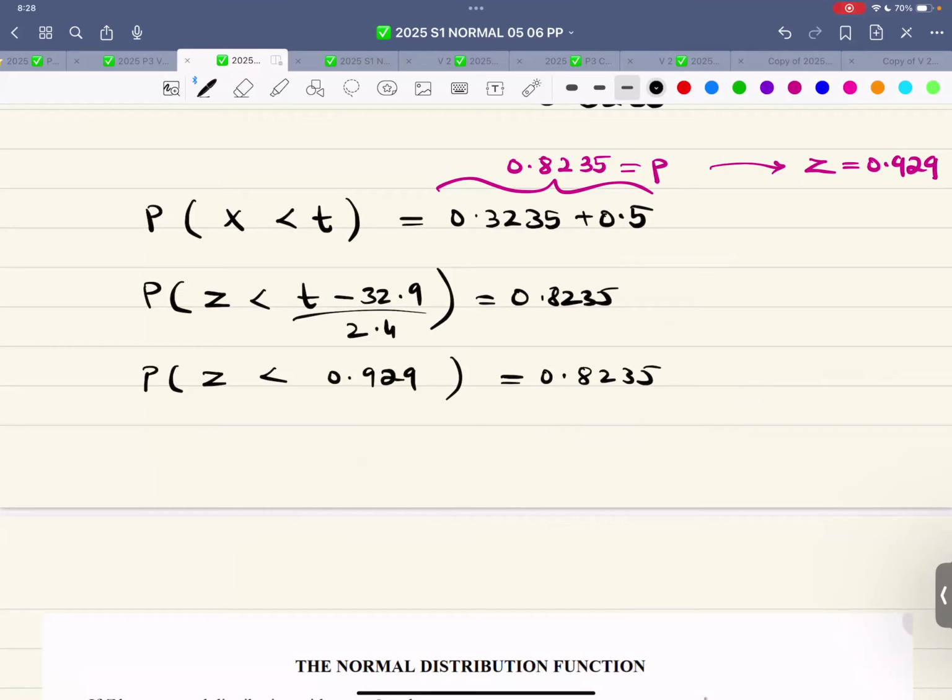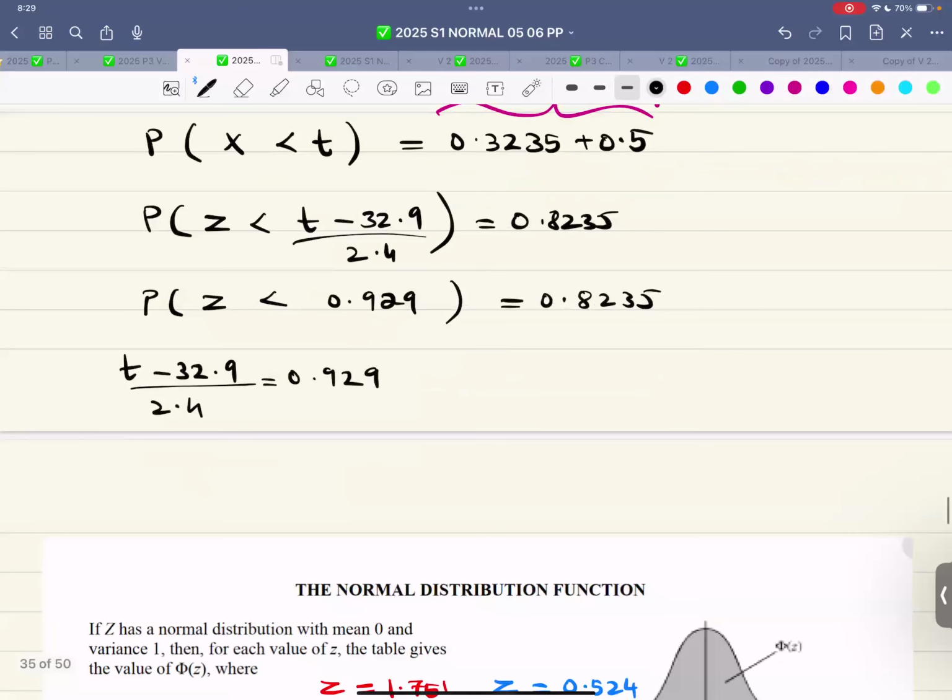0.929. So T minus 32.9 over 2.4 is 0.929. So 0.929 into 2.4 and then add to it 32.9. That comes out to be 35.1296. T is 35.1296. And write this thing as 35.1, correct to 3 significant figures.